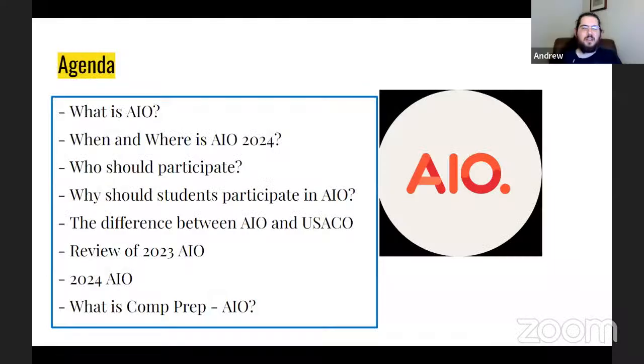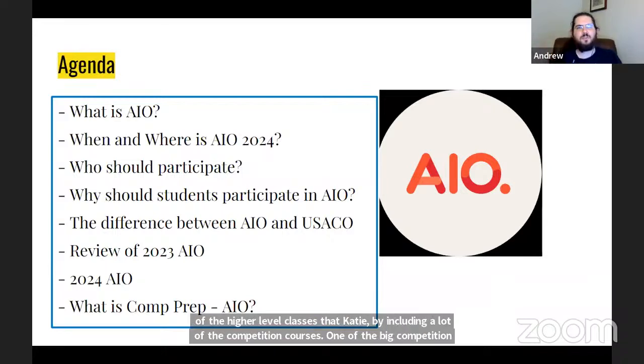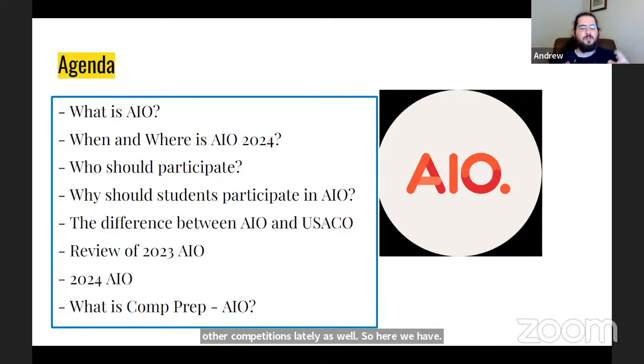Olympiad, and some of you may be familiar with that. And the AIO is similar to that in several different ways. So we've been taking on more of these other competitions lately as well. So here we have what we're going to be going over. Basically, hopefully, everything you need to know about preparing for this competition, especially for our KTBYTE students, but also some general information and other resources you can use.